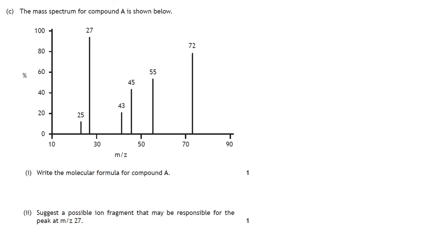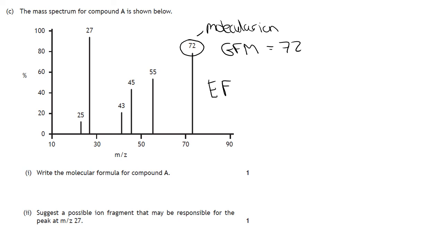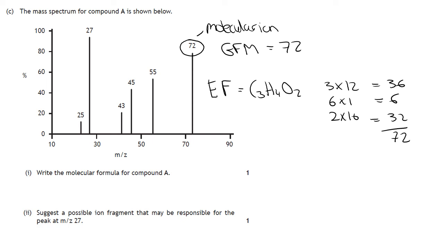So in this question, what we've been given is a mass spectrum, and I've circled the heaviest peak because remember that is your molecular ion. And it tells you your GFM. So our GFM is 72. Now at this stage, if we're working out our molecular formula, we use our empirical formula and just see what is the mass of it and then how many times does it go into your GFM. Now it was C3H4O2, which is 3 times 12, 6 times 1, 2 times 16, so 36, 6 and 32, which is adding up to 72. So because those agree, our molecular formula must be the same, C3H4O2.